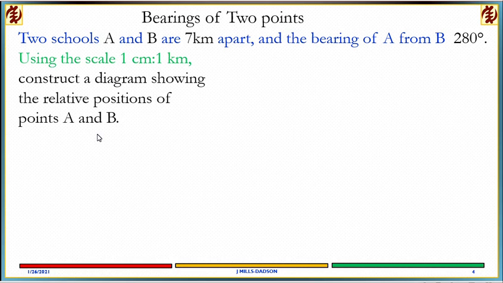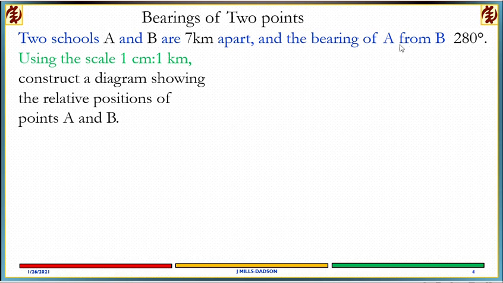So we are supposed to do sort of a sketch. We are going to use proper instruments to really do an actual presentation of this. In previous lessons, we were just using sketches. This one, we're going to use scale drawing.